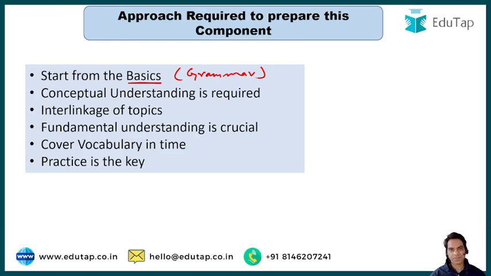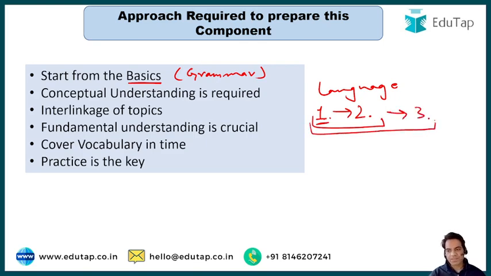Then interlinkage of topics. What I mean by interlinkage of topics is that students try to approach English as a subject. Guys, please understand, English is not a subject. English is a language, and to prepare for a language you need to spend time with it. So what I mean by interlinkage of topics is whatever you study in the first topic will help you in topic number 2. Whatever you read in topic 1 and topic 2 will help you in topic number 3. Whatever you read in topics 1, 2, 3 will help you in topic number 4. And that is how the interlinkage works, and that is how you'll be able to command everything that you need to prepare for in this exam.